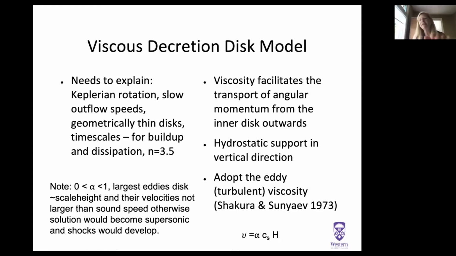Now, if you take the Navier-Stokes equations and do some approximations, assuming a thin disk and assuming isothermal, you get an n of 3.5. So you can keep that number in your head as we continue to move along.